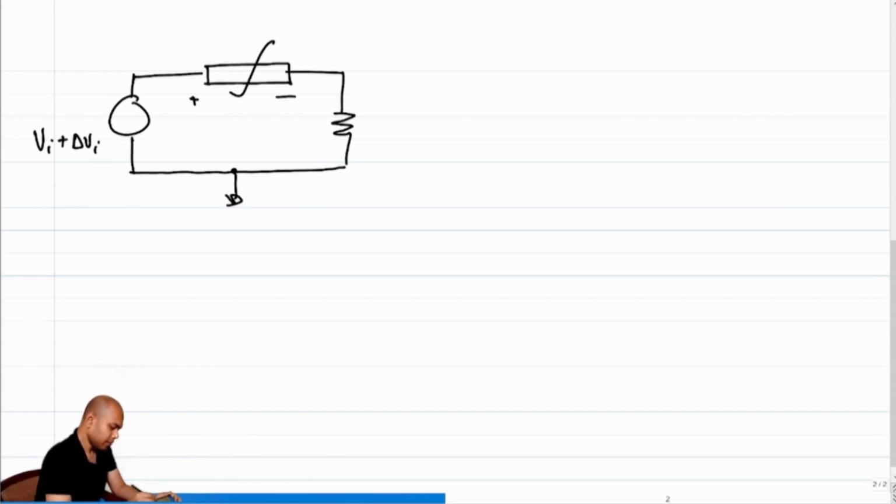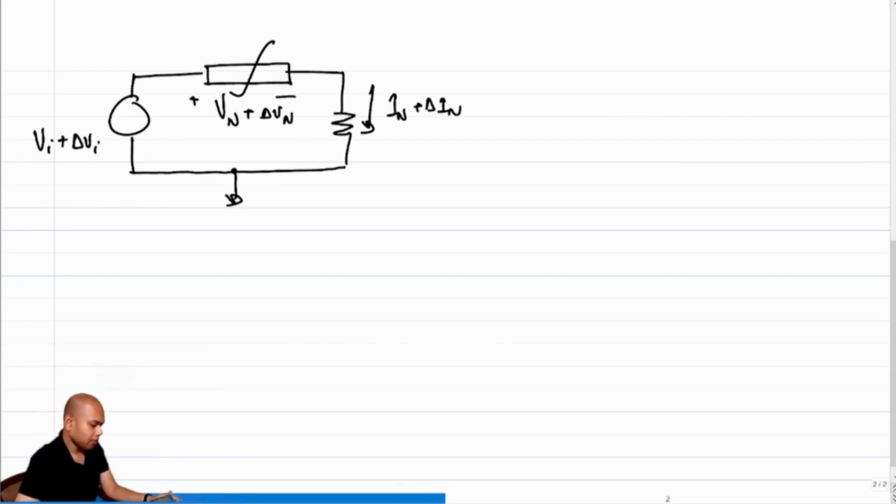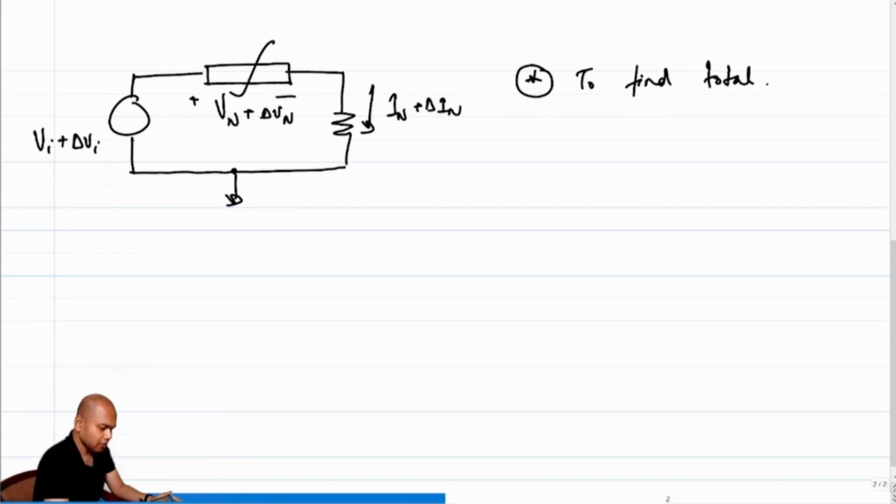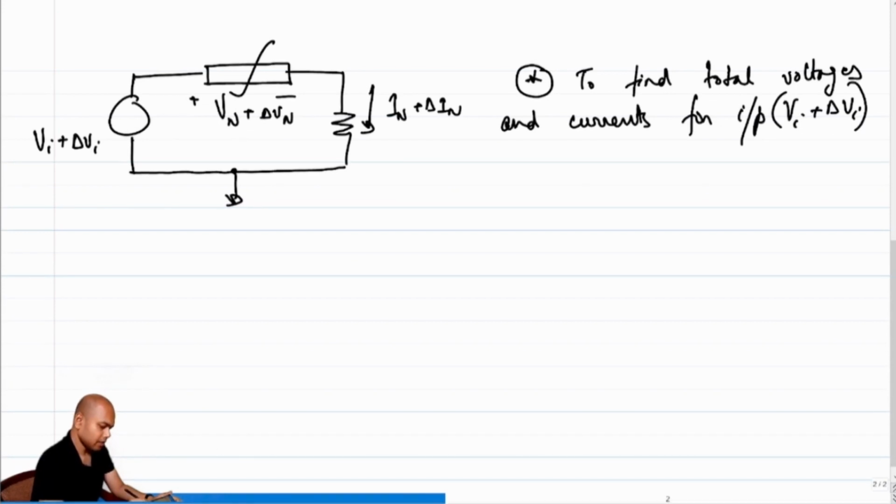If this is Vn plus delta Vn, right, and this current is In plus delta In, right? So what is the final solution? The final solution will be to find total voltages and currents for input Vi plus delta Vi.